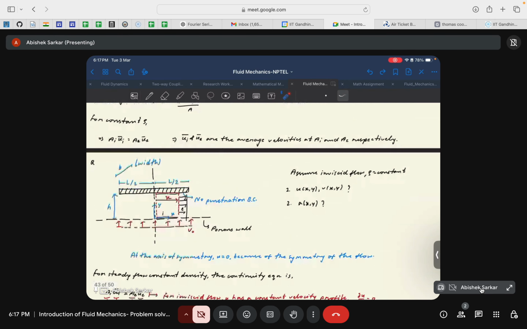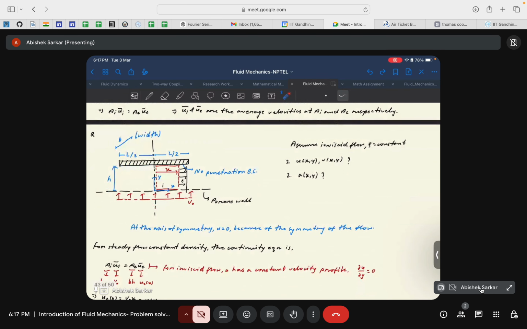I hope this is clear till now. Maybe I will wait for 1 minute. If there is any doubt, you can try to think it out and maybe ask me. So I'll wait for 1 minute, and then we can start this example. This example was taken in the class, but just for recapitulation and a proper revision, I will discuss this problem.